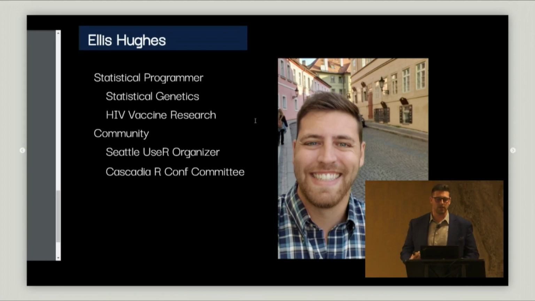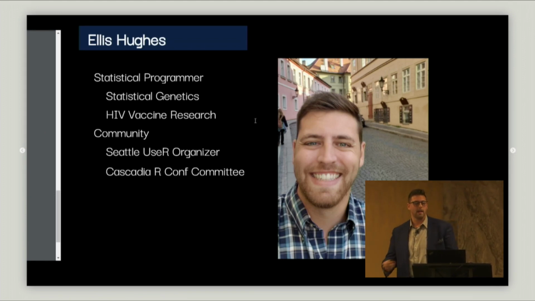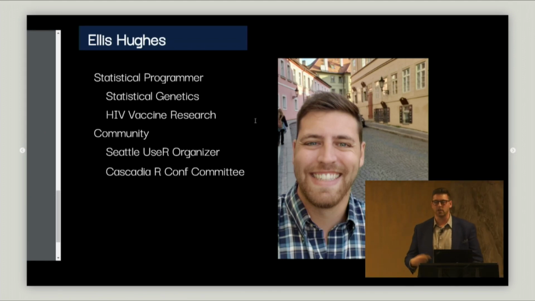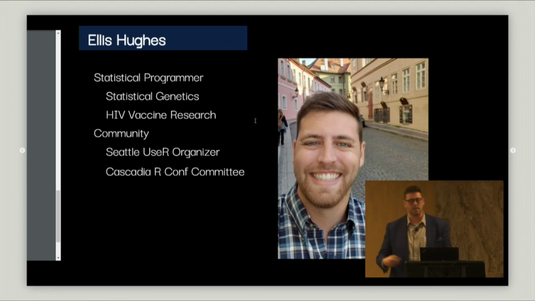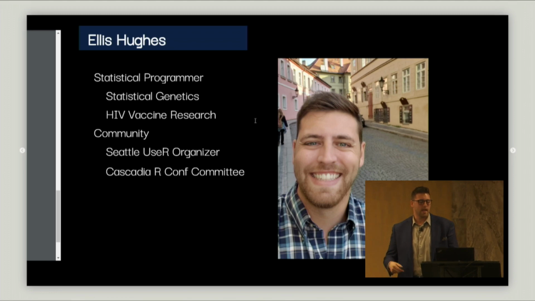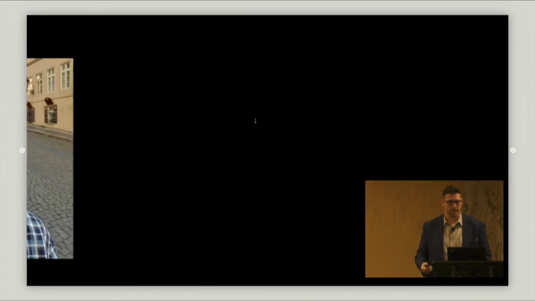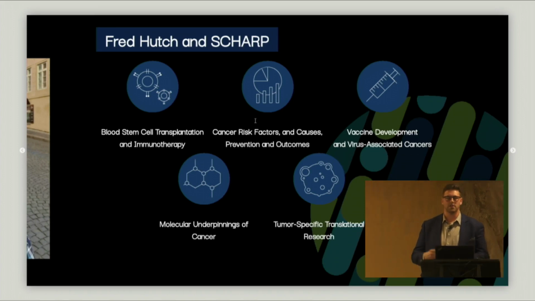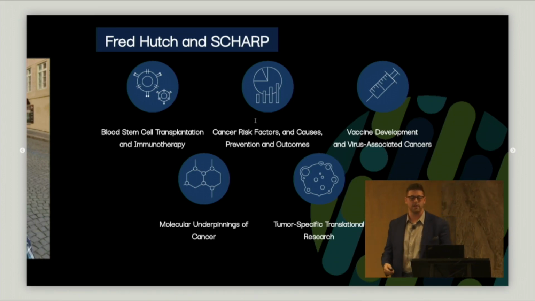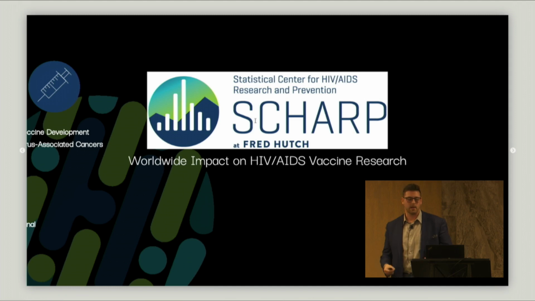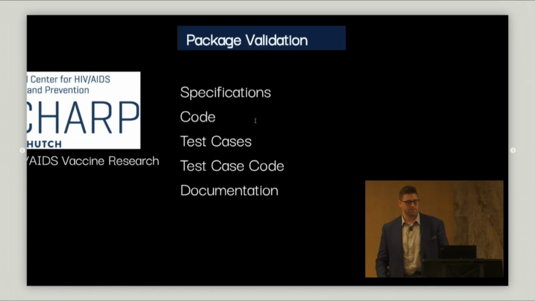So my name's Ellis Hughes. I'm a statistical programmer. I have a history working in statistical genetics, and currently I work in HIV vaccine research. I'm also really involved with the community. I'm a Seattle useR organizer, and this past year I helped run the Cascadia R conference, which was really rewarding. Fred Hutch is known for cancer research, but they also do vaccine development. And that's the group that I work within. It's called SCHARP. We were established in 1992, and we've had a worldwide impact on HIV and AIDS vaccine research.